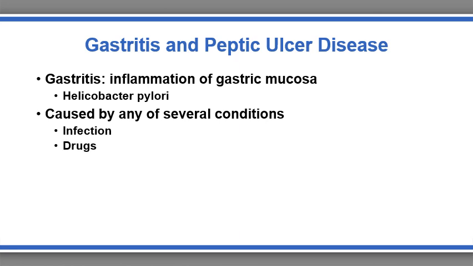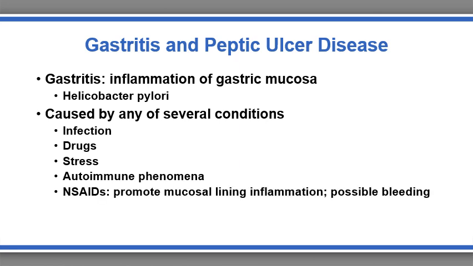Obviously, infection with the bacteria, and drugs. Frequent use of non-steroidal anti-inflammatory drugs can cause this, along with various others. Stress and autoimmune phenomena, so various autoimmune diseases where the body's immune system is involved, can cause this as well. NSAIDs promote mucosal lining inflammation and possible bleeding. We already mentioned NSAIDs as a common cause of this. Because of their effects on the gastrointestinal system, they can promote and possibly cause both of these specific conditions.